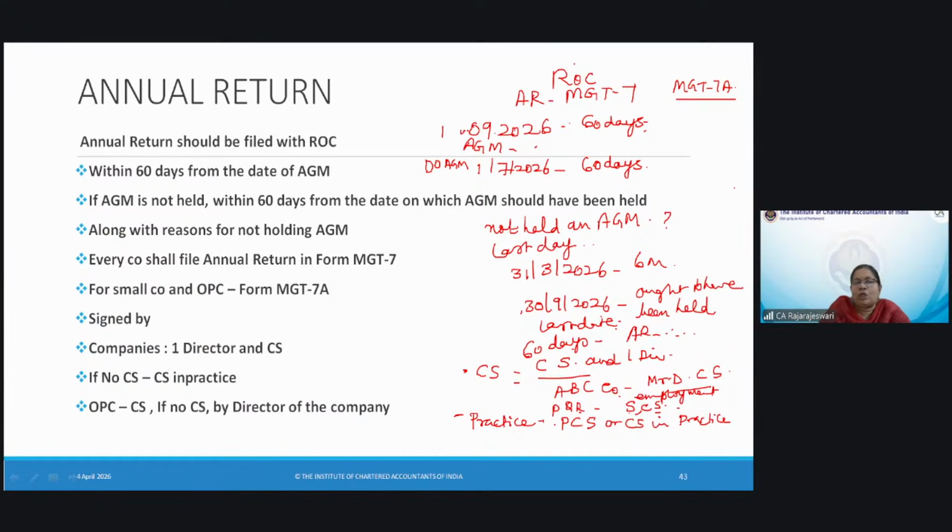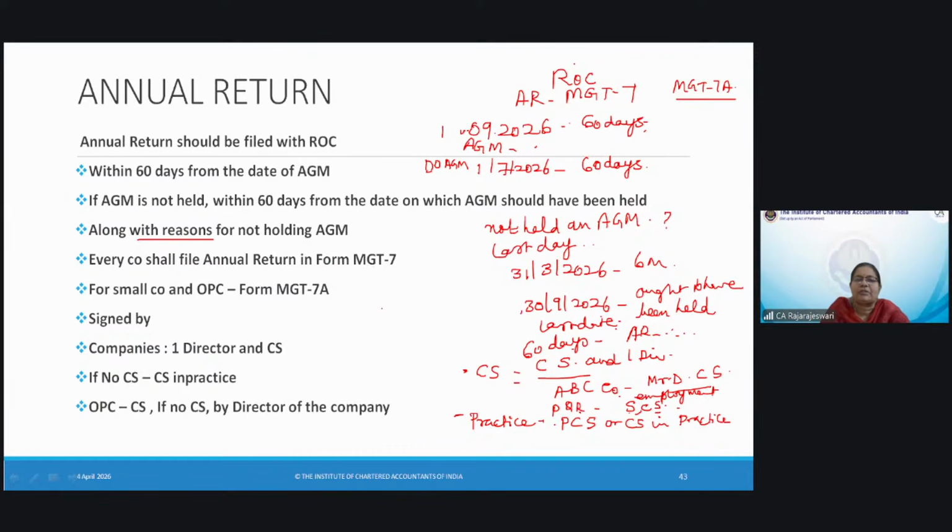So here we will see what the requirements are. It should be filed with the ROC within 60 days from the date of the AGM. If the AGM is not held, within 60 days from the date on which the AGM should have been held, along with reasons for not holding the AGM. That is more important: why the AGM was not held should also be specified. Sometimes, if they are not able to hold the AGM, they can seek an extension for holding it. In specified cases, they will get permission from the ROC.